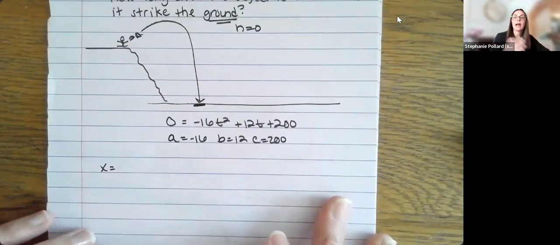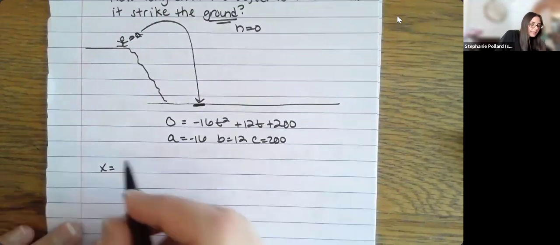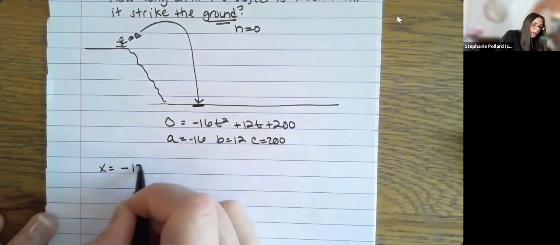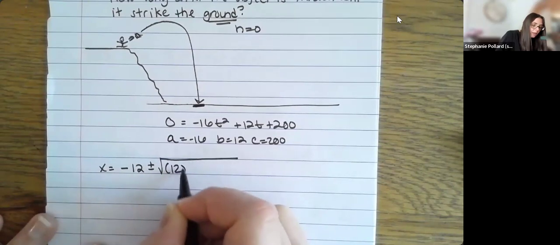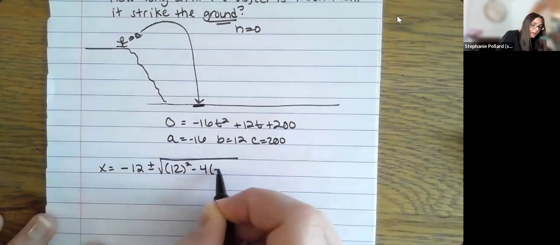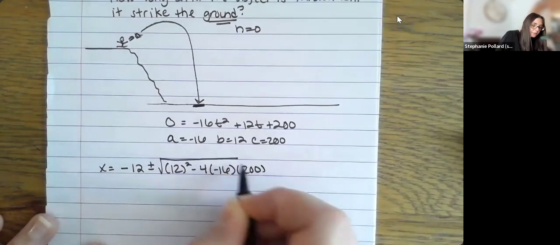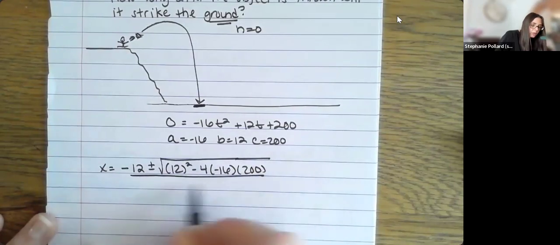All right, so if you need to go back to the formula, go back and review it, but it's negative B, so negative 12, plus or minus the square root of B squared, so 12 squared, minus 4 times A times C, and that's all over 2A.